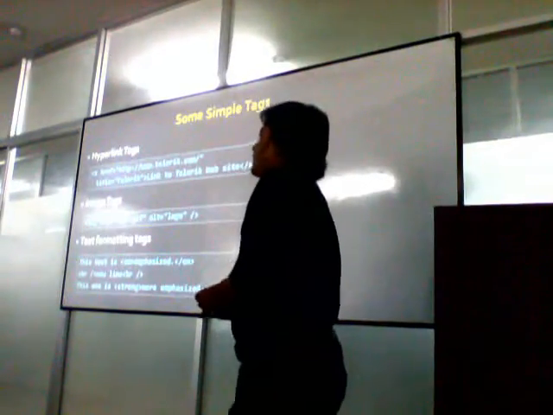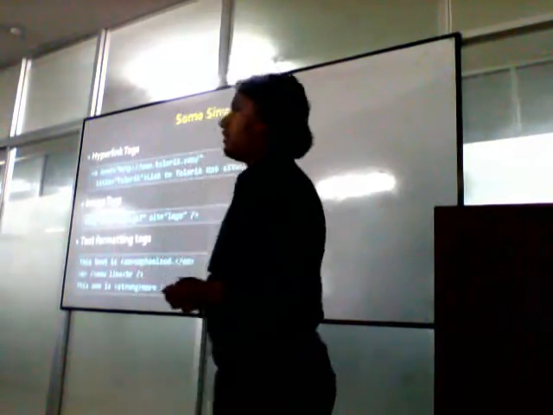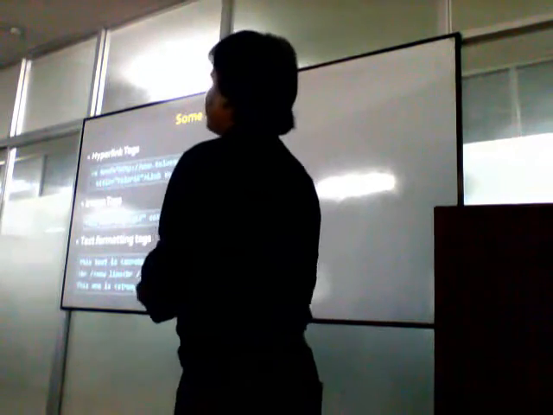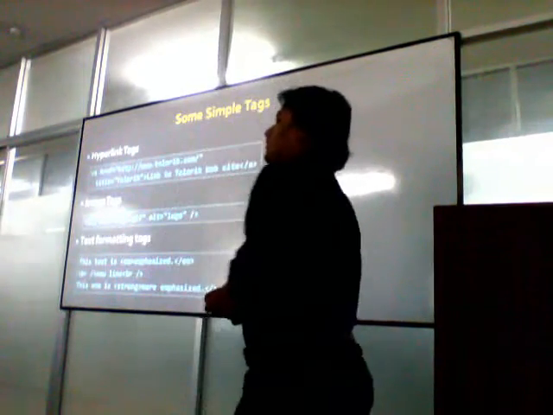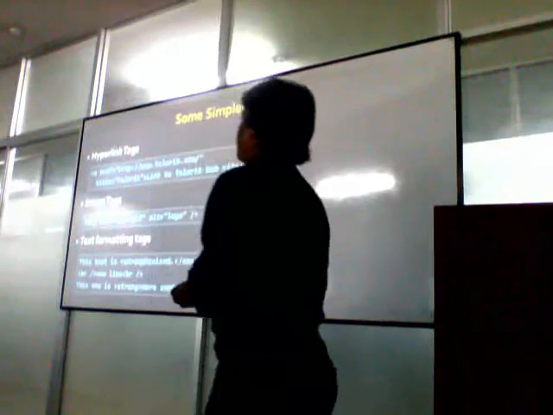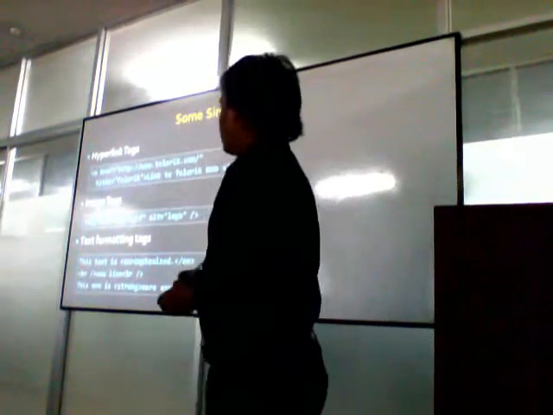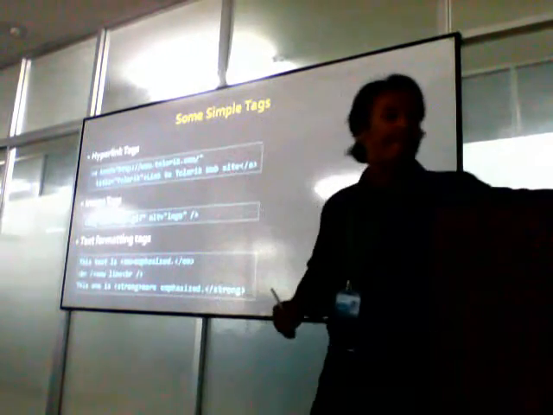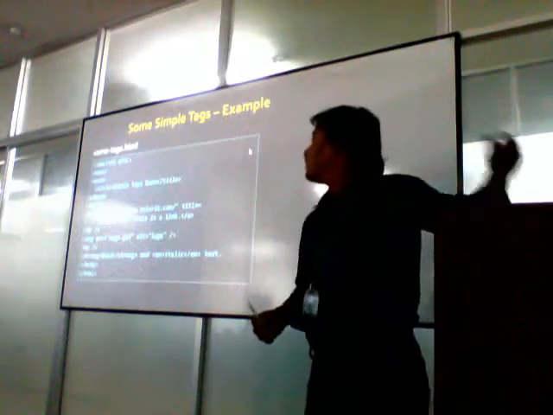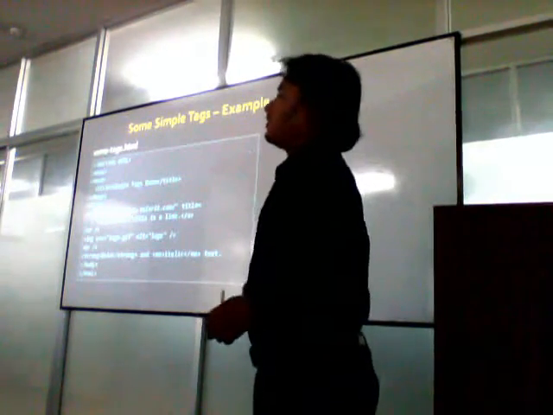And this is some simple text. For a hyperlink, we use the anchor tag with href and then the title. For an image, we use the image tag and its source attribute. These are some simple tags.